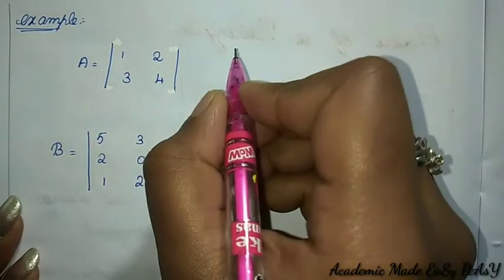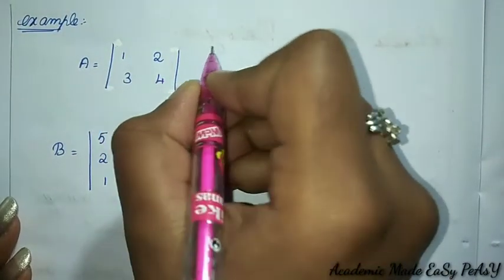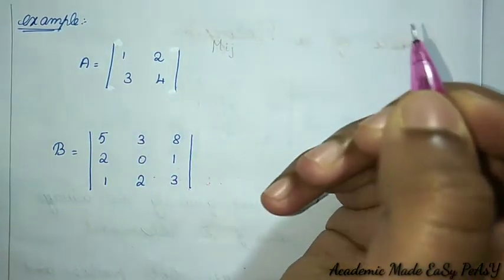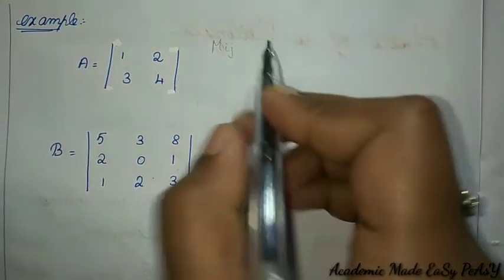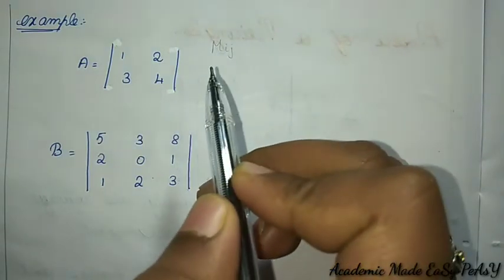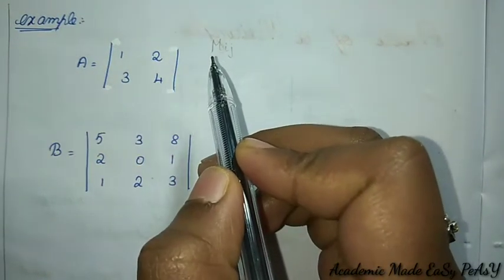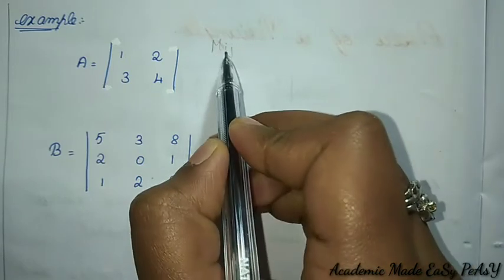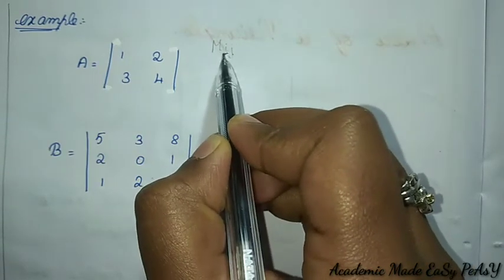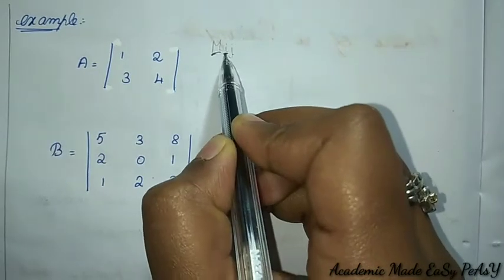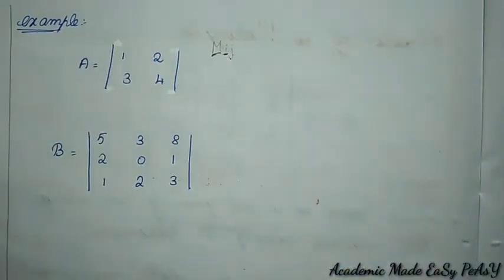See here, this minor is represented as Mij. The general form for minor is Mij only. Now I have to find the minor for each and every element. Each and every element has a minor. So how will I represent it? In Mij, M represents minor, and I and J represent the position.